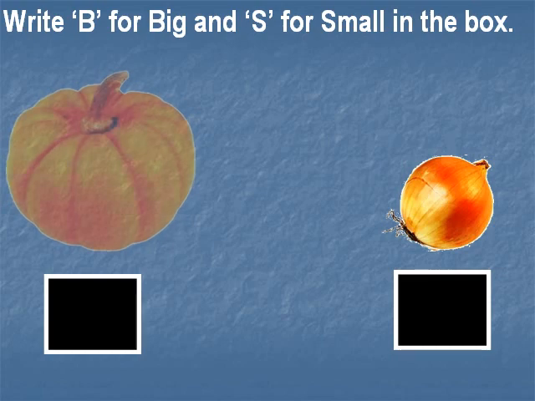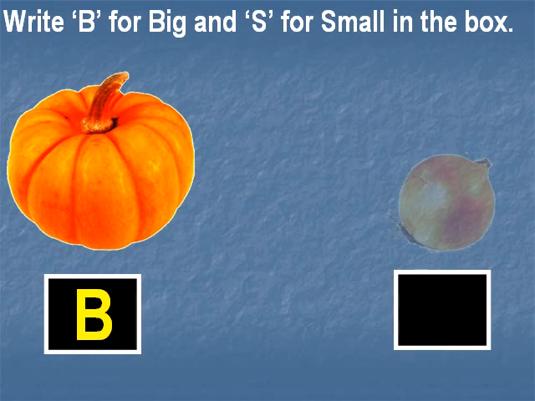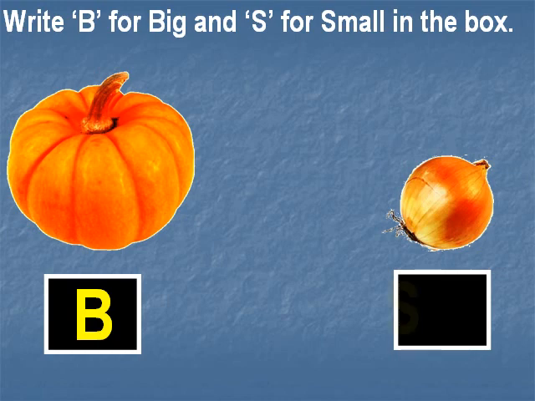Pumpkin. A pumpkin is a big vegetable, so write B for big. B. Onion. An onion is a small vegetable, so write S for small. S.